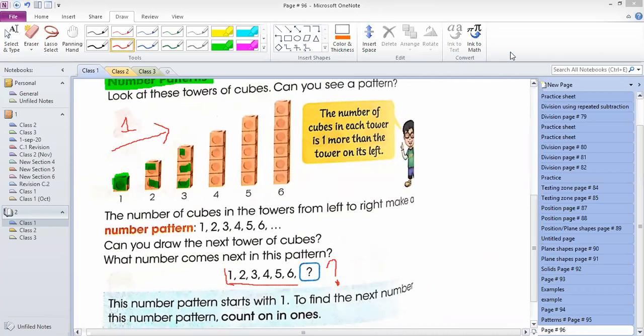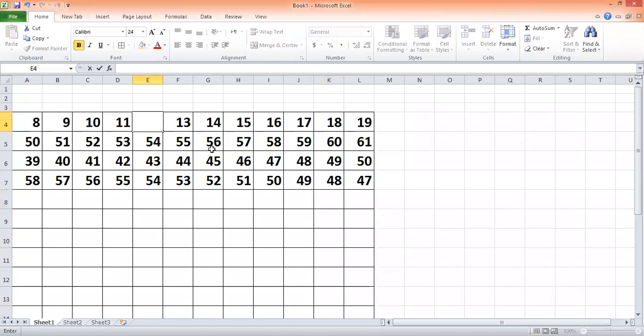We have here some examples of the pattern which you will have to tell me. Look at this pattern, guys. 8, 9, 10, and 11. After 11, what number will come? You can see, guys, starting from 8, counting in ones. After 8, 9. After 9, 10. After 10, 11. So it's very easy. You can easily tell me that after 11 what will come?